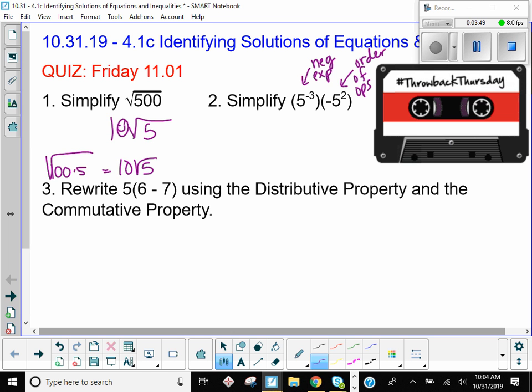Ethan, number three, please. I feel like I'm passing the baton. Yeah, both, please.